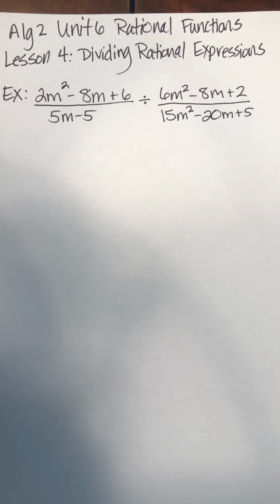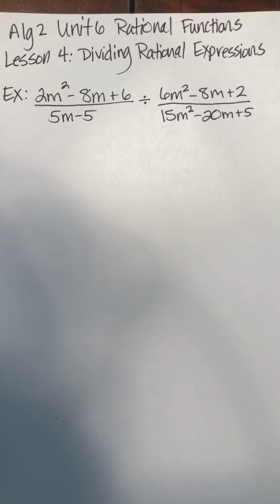Hi everyone. Today's lesson is on dividing rational expressions. And so the example that you see on the paper is 2m squared minus 8m plus 6 over 5m minus 5 divided by 6m squared minus 8m plus 2 over 15m squared minus 20m plus 5. Now that's a mouthful.